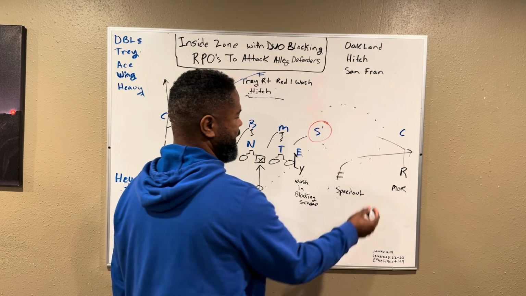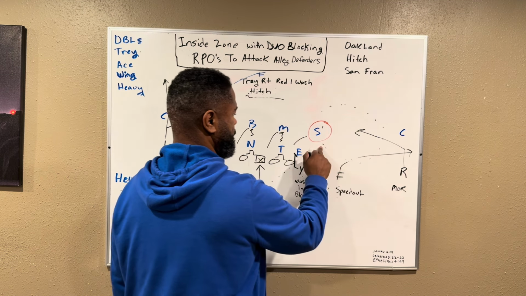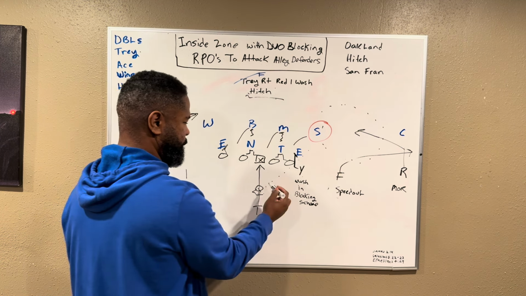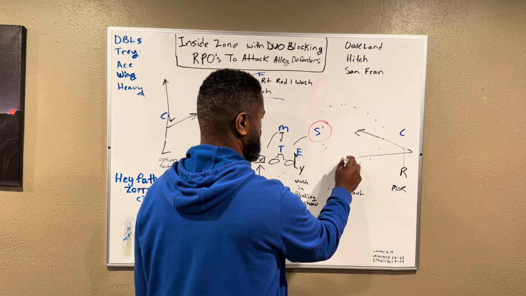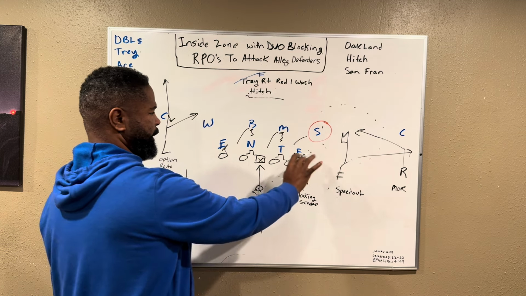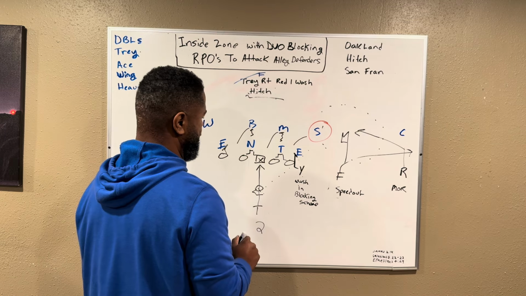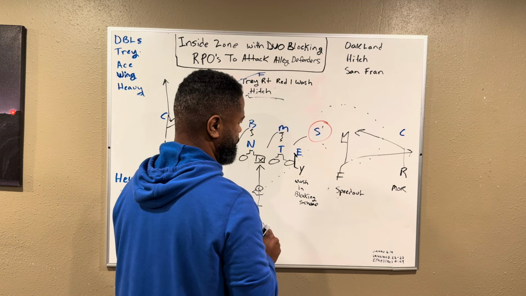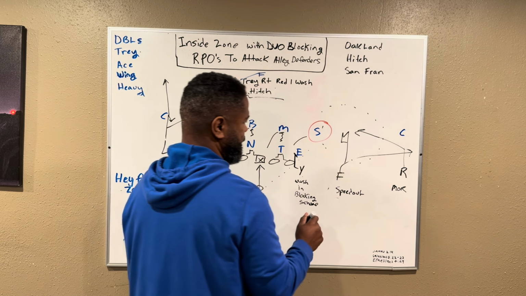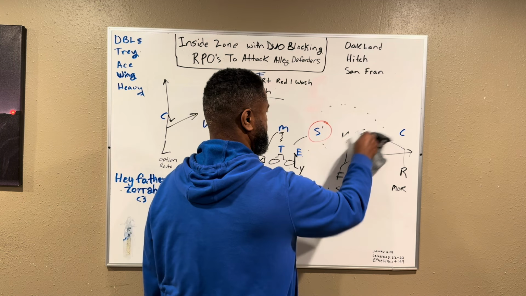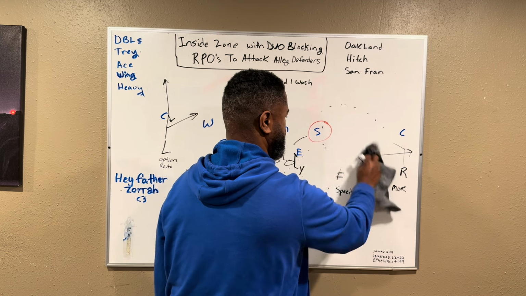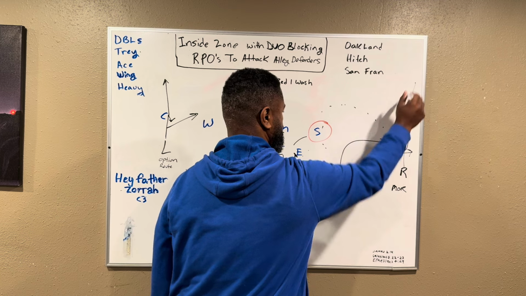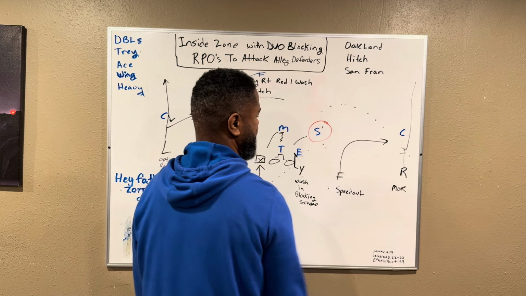All right. So now, again, what we got? We got San Fran, slant. If he goes out to the flat, hand the ball off. If he goes up the field or into the box, throw the slant. Hitch: if he goes into the alley, takes away the hitch, great, hand the ball off. If he goes up the field, throw the hitch. Okay. And then speed out with our Oakland concept. Mandatory outside release.